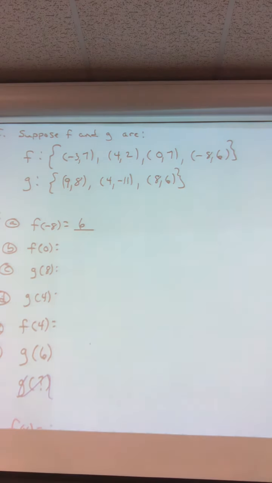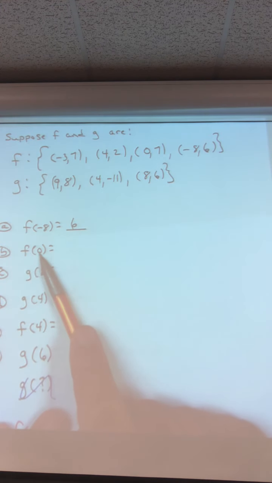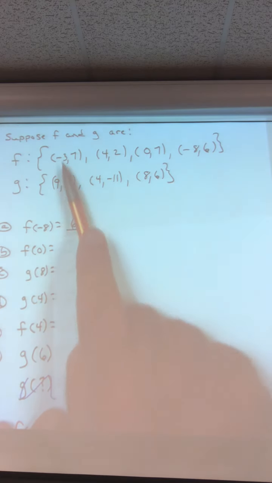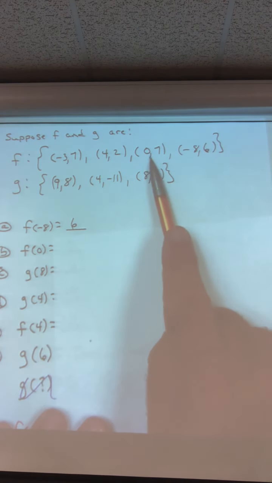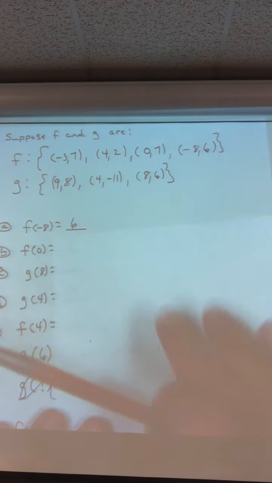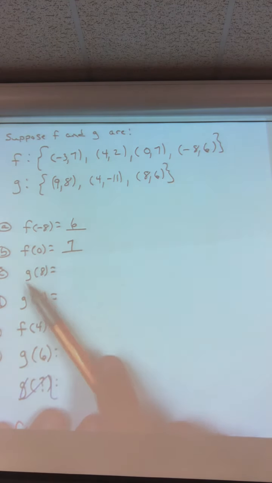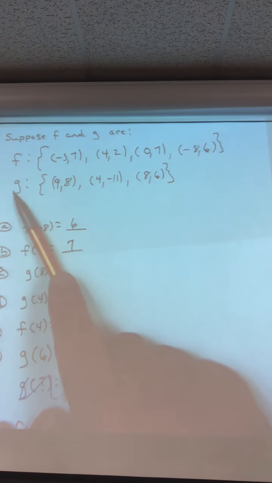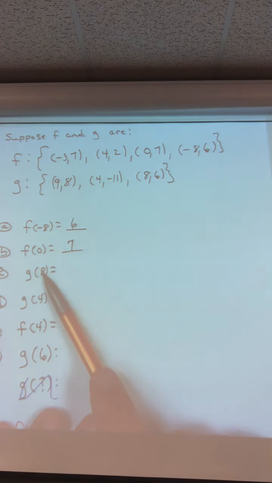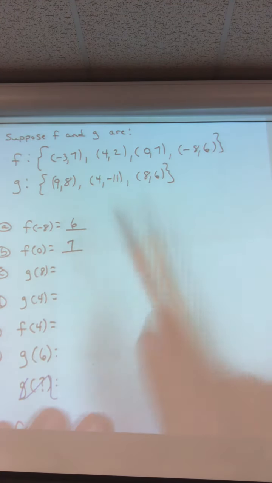Let's do some more of these. All right, so how would I do f of 0? Go to the f function, find an ordered pair that has a first number 0. There it is right there. And the y value it's paired with is 7. G of 8, go to the g function, find the first number 8, right there, and the y value it's paired with is 6. Go back to G again, find the first number 4. There it is right there, it's paired with -11.